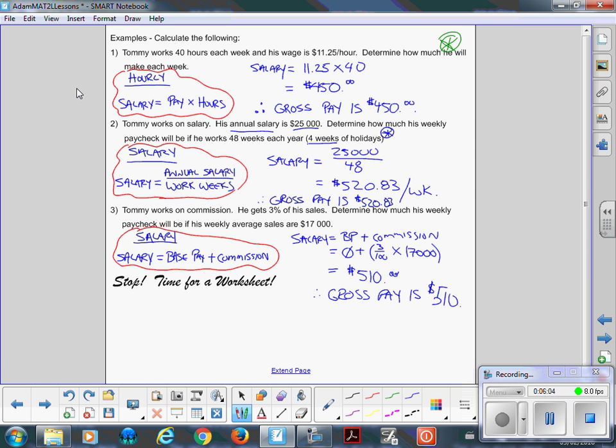So, a little bit better than hourly, but again, there is a risk that if things slow down, you know, the economy, people lose their jobs, factories move, if he doesn't sell as much product, if he doesn't average 17,000, the 510 will fluctuate. So, number 2 is the guaranteed. This is the salary no matter what happens. Number 1 and number 3 depend on number of hours worked or how much you're actually selling. So each of the pros and cons, okay, as you've already discovered.